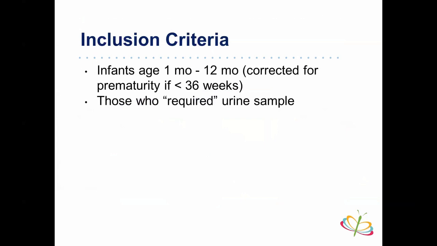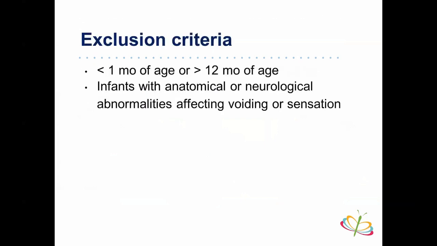I'll talk about the two arms in a second. So the inclusion criteria included infants aged 1 month to 12 months of age, corrected for prematurity if they were less than 36 weeks, and also those babies that required a urine sample, and I'll talk about the breakdown of those who did require a urine sample. They excluded those, of course, less than 1 month of age and greater than 12 months of age.